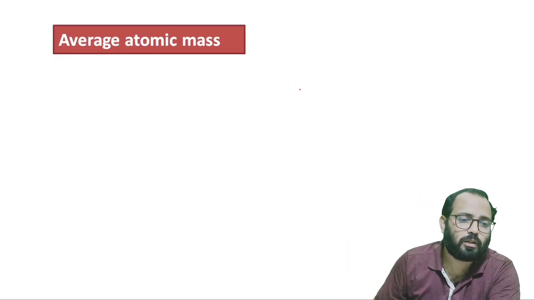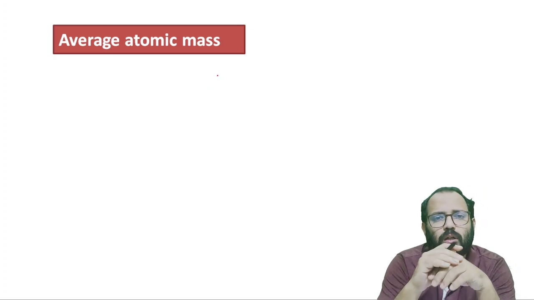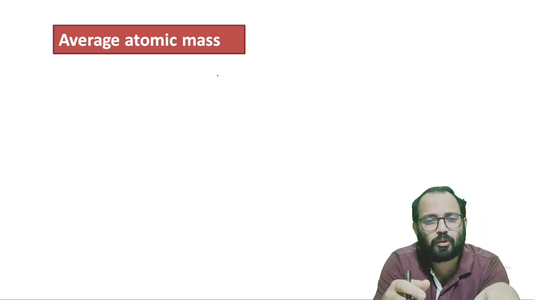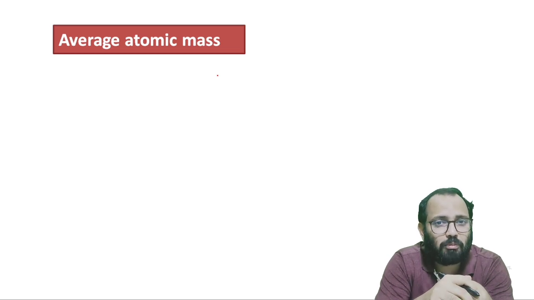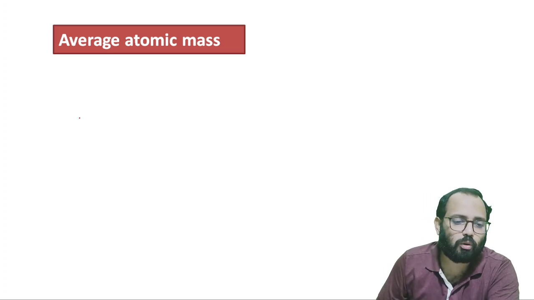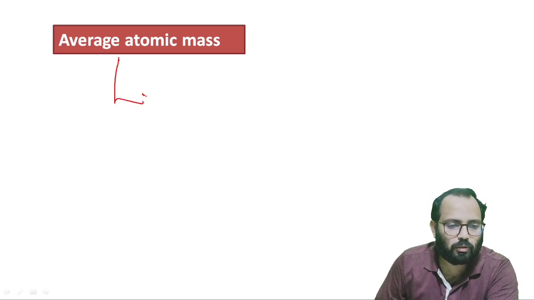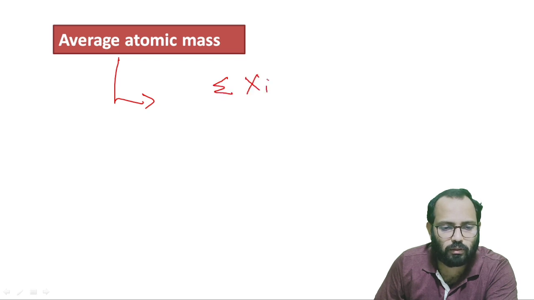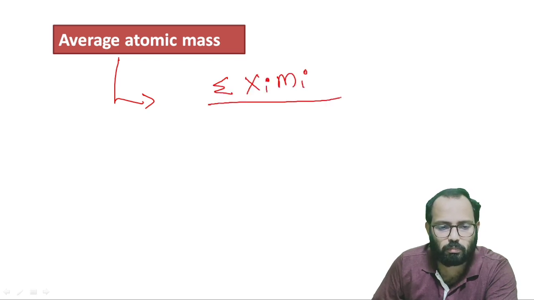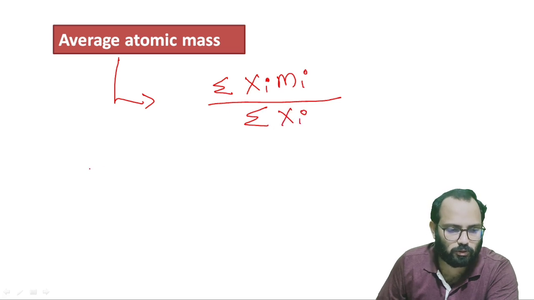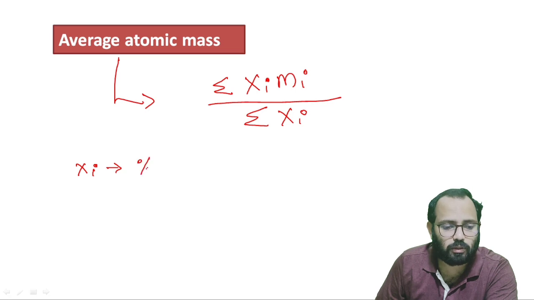Okay, now we'll be talking about the average atomic mass. You know, the atomic mass represented in the periodic table is not actually the real mass. It is the average of the different isotopes of that particular element. So how are we going to find the average atomic mass? To find it, you can use the equation Σ xi mi / Σ xi. What is this? xi is the percentage abundance, and mi is the mass of the isotope.